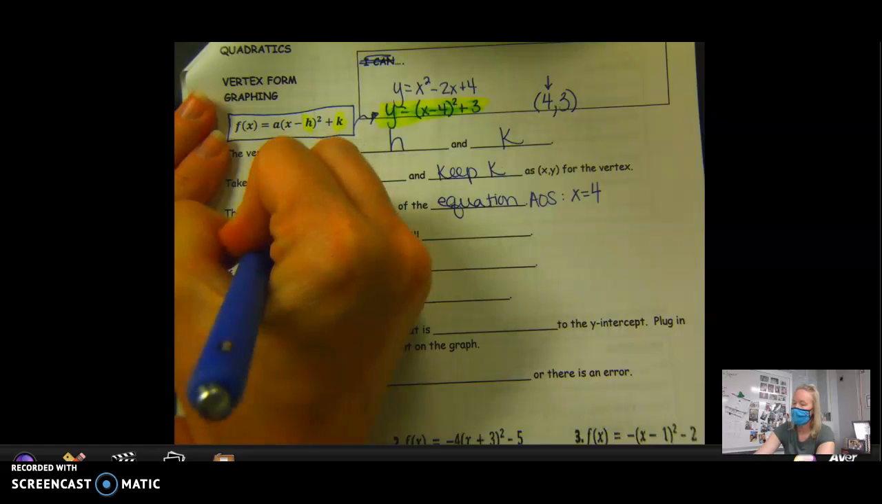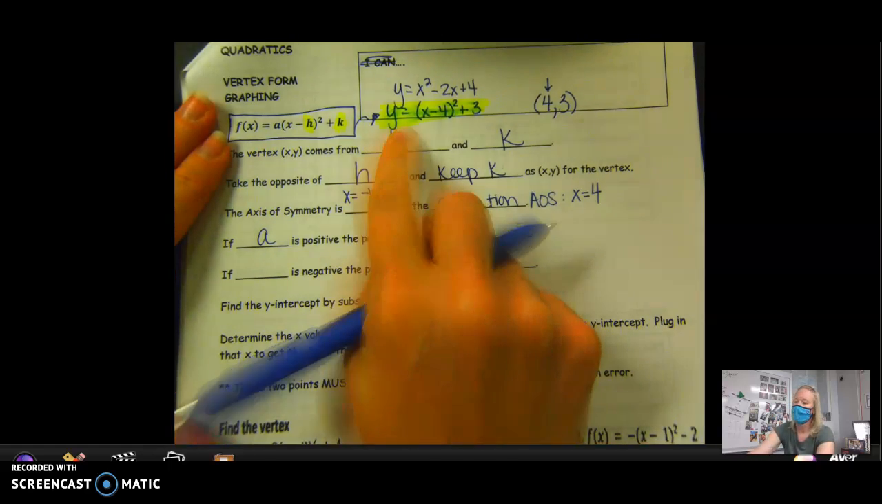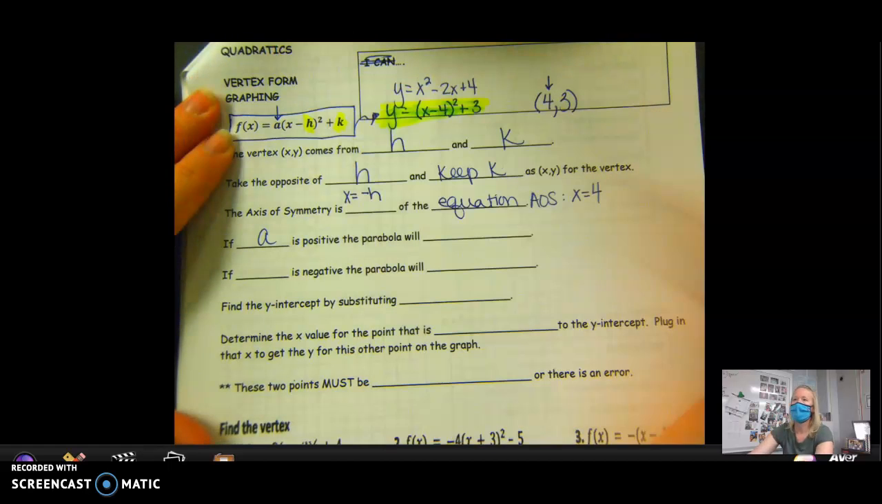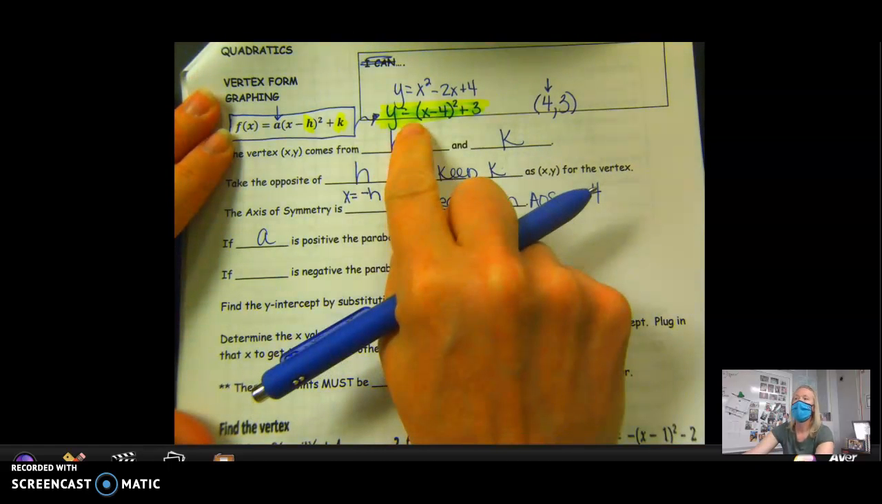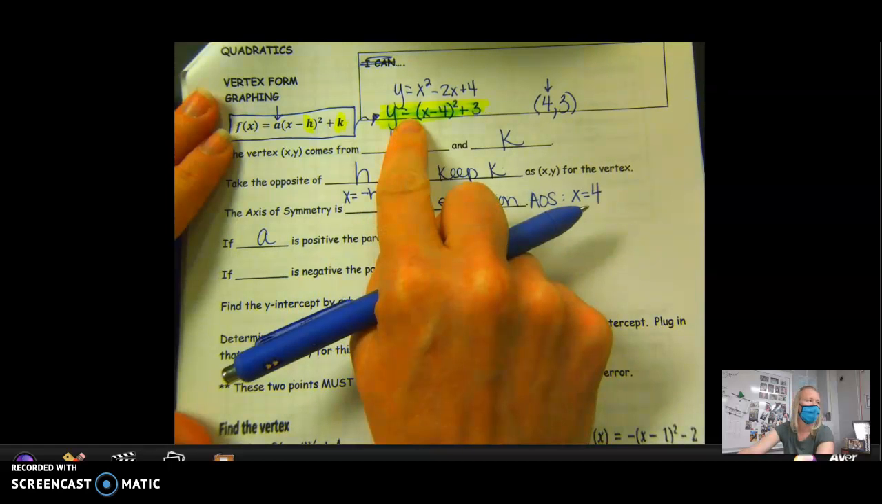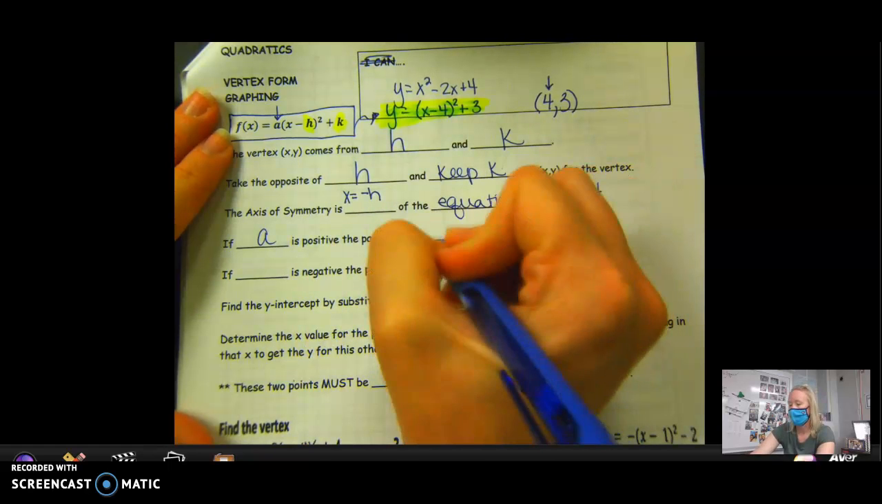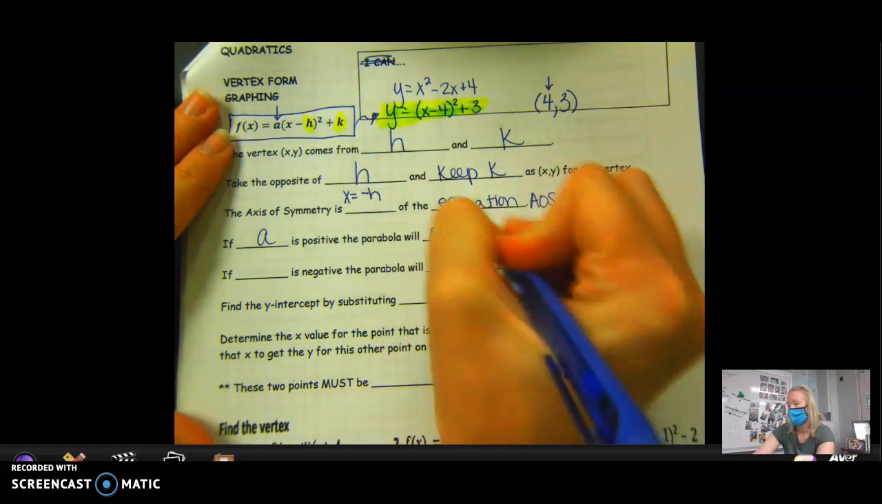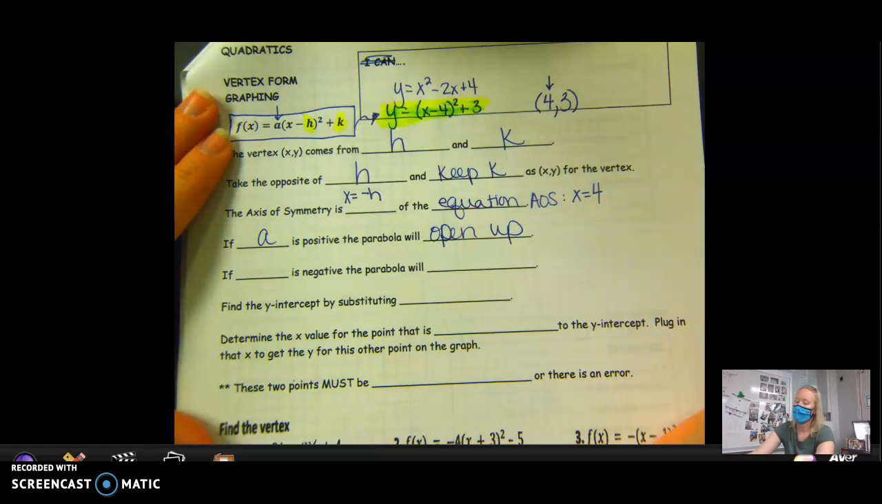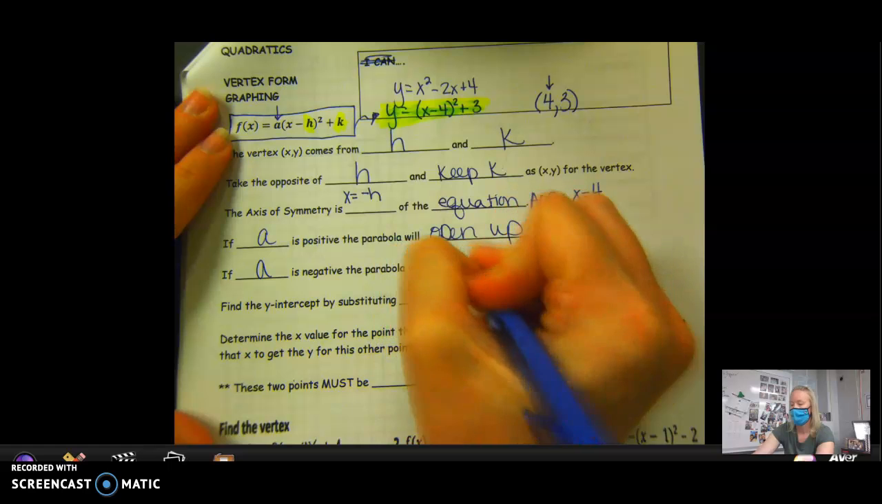If your a value is positive, what is my a value here? See where a comes? A comes right before the parentheses. Yes, there's no number here, so my a value is 1. So if my a value is positive, is 1 positive or negative? Positive. The parabola will open up. So this parabola is going to open up. If a is negative, though, the parabola will open down.